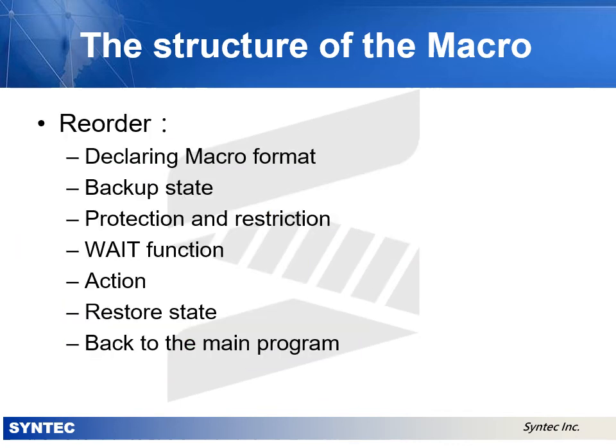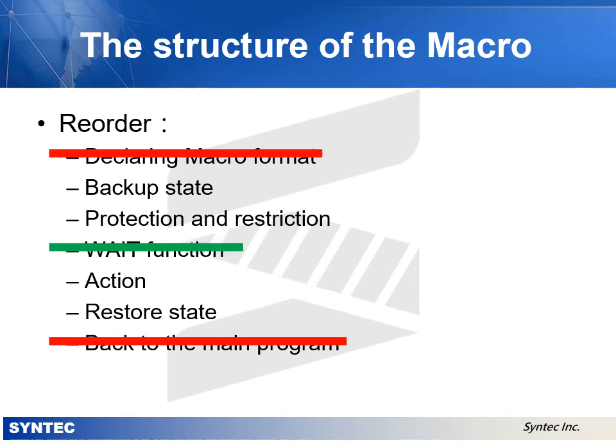Here we reorder the structure of the macro. At first, combine the calculate coordinates and the path programming into the action. In these 7 steps, declaring format and back to the main program are necessary and fixed places. Wait functions are used on a case-by-case basis. Finally, the structure of the macro is divided into 4 parts: backup state, protection and restriction, action and restore state.